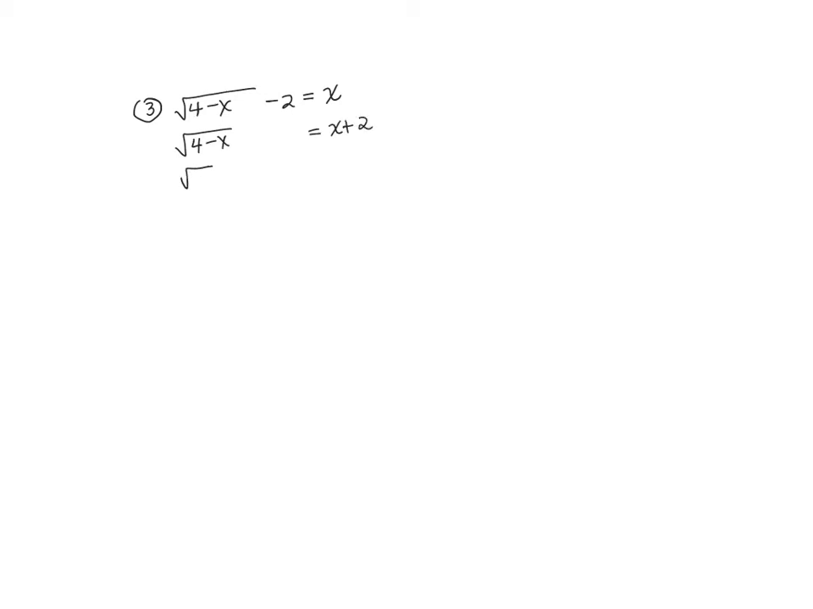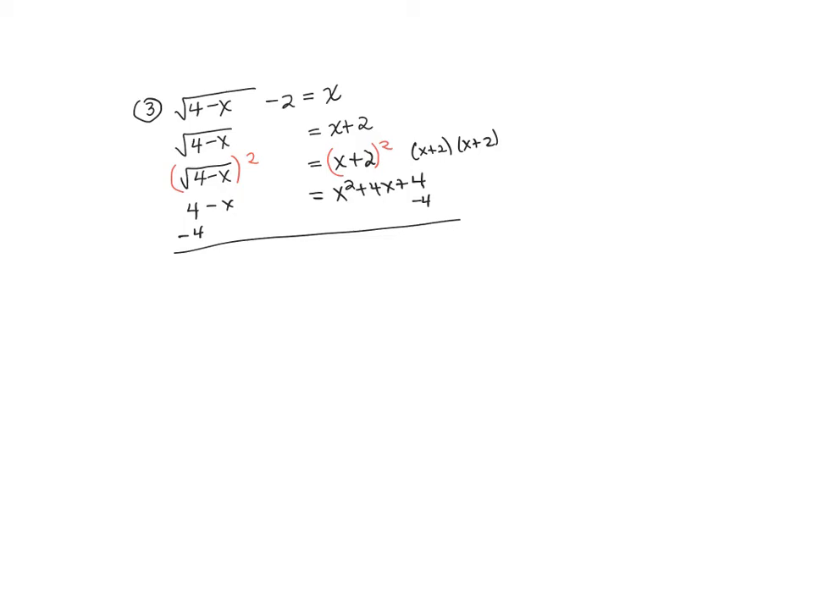We square both sides. I make a separate step out of that one. And we end up with 4 minus x equals, and when we FOIL this, remember this is x plus 2 times x plus 2, we should get x squared plus 4x plus 4. Bring everything over to one side. We subtract the 4, which makes that disappear.